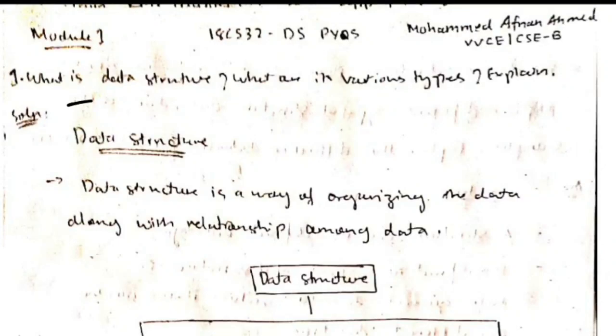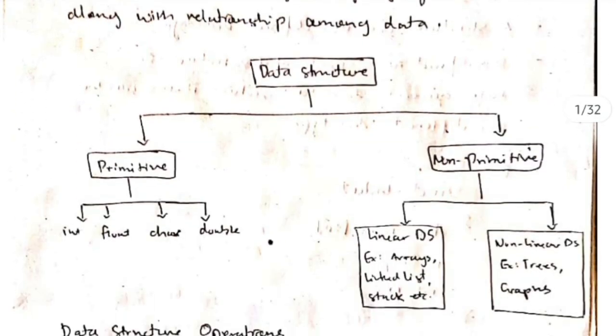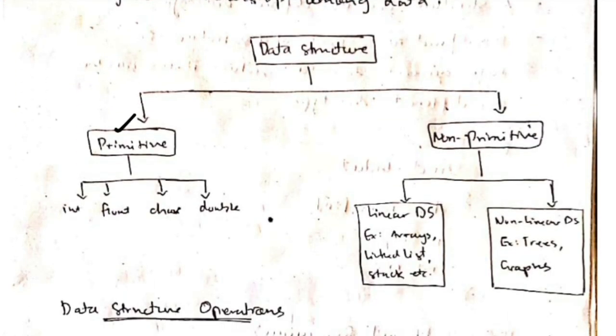The first question is, what is a data structure? We have different types of data like int and float and character. The organization of those data in the memory is nothing but data structure. We have two types. First one is primitive and second one is non-primitive.